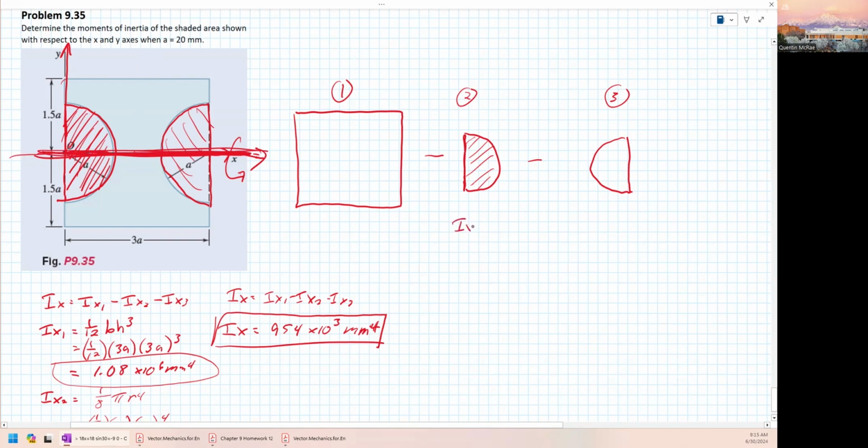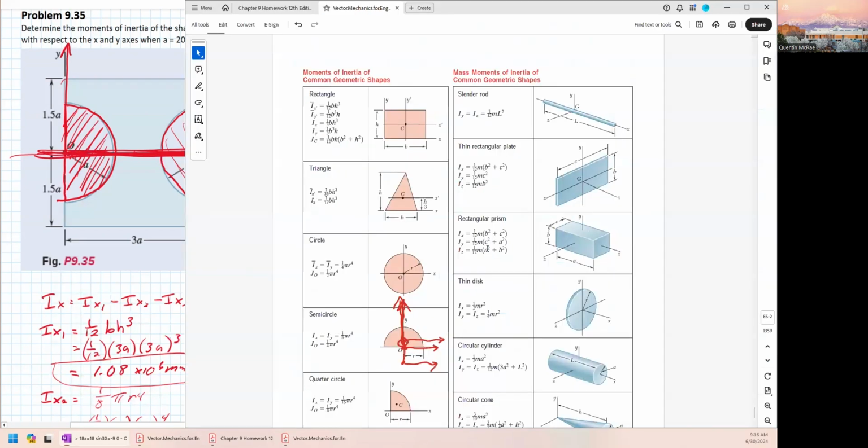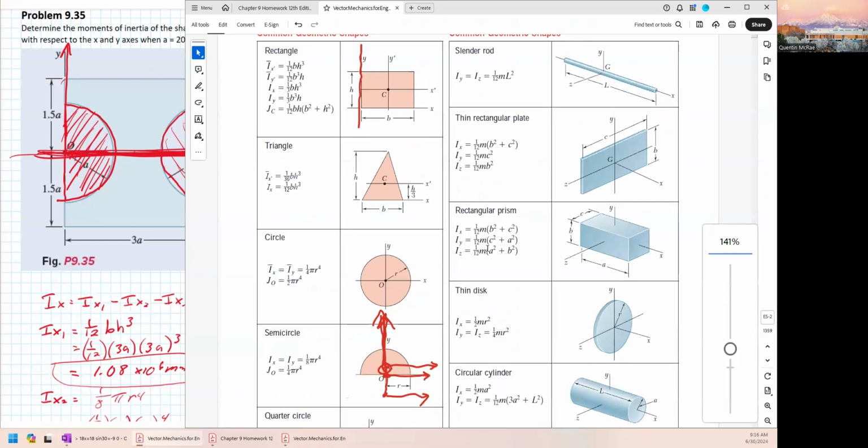So again, we're going to say IY is going to be IY1 minus IY2 minus IY3. Okay, so let's look at IY1. So now we're talking about this body right here relative to that axis. So this is no longer 1/12 BH cubed. We can use a parallel axis theorem, or we can know that this is one of the few times where we just memorize the answer, or look up here, relative to this axis, and here I can zoom in, I think. There we go.